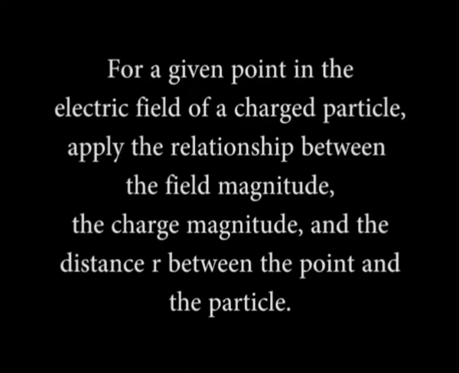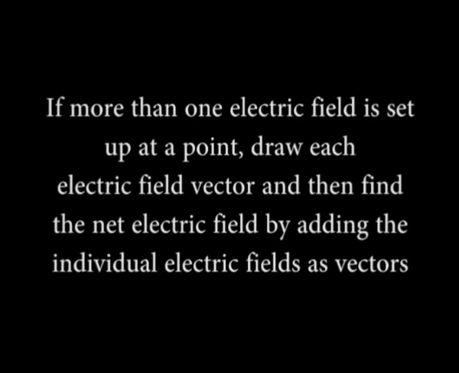For a given point in the electric field of a charged particle, apply the relationship between the field magnitude, the charge magnitude, and the distance r between the point and the particle. If more than one electric field is set up at a point, draw each electric field vector and then find the net electric field by adding the individual electric fields as vectors, not as scalars.